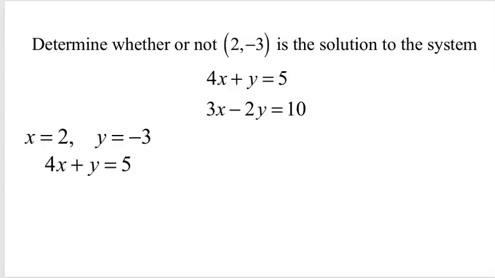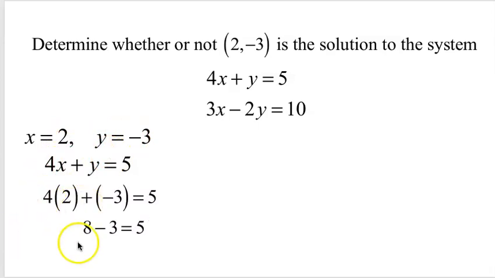So x is 2, y is negative 3. Plugging into the first equation, 4x plus y equals 5. 4 times 2 plus negative 3. That's 8 plus negative 3, or 8 minus 3, which is indeed 5. So 5 equals 5, which tells me (2, -3) is on the first line. But that's not enough. To be a solution to the system, the point has to be included on both lines. So let's try the second.